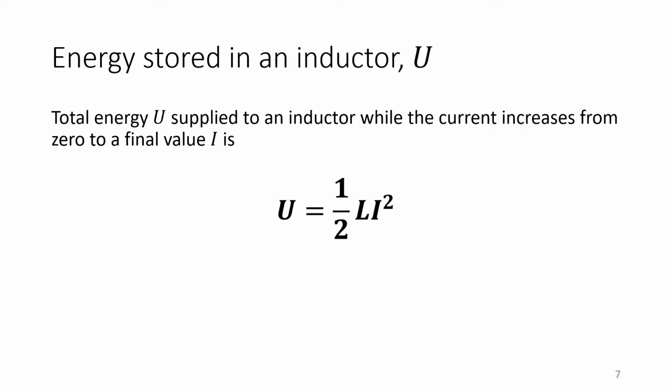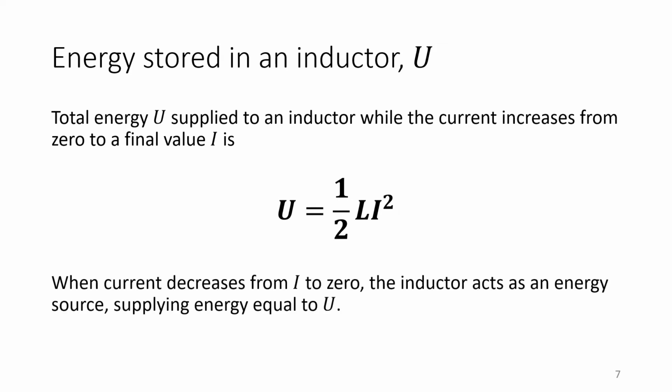Let's try to make sense of what we just got. The energy stored in the inductor as the current increases from 0 to a final value I is given by U equals 1/2 L I squared. The inductor can also act as an energy source once the current decreases from I to 0, as it tries to resist this decrease. The value of U in the storage and supply should be the same, which implies that the energy is conserved. This means that the energy stored in the inductor as current increases should be the same as the energy that the inductor supplies to the circuit once current starts to decrease.